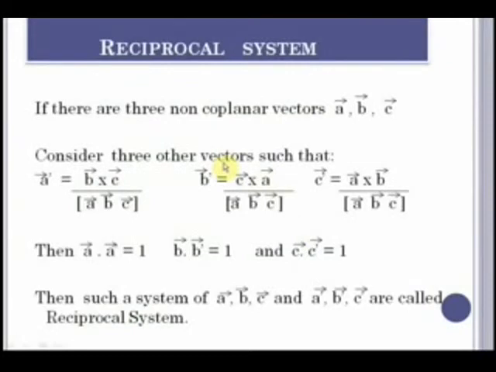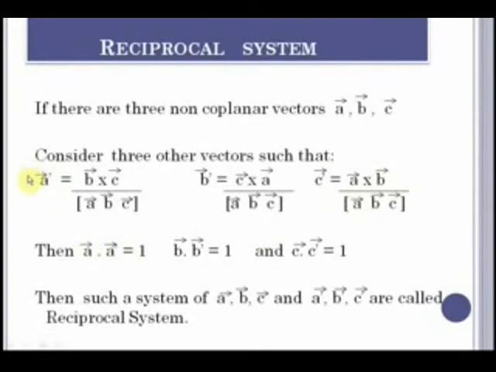Now let's try to understand what is the reciprocal system. First of all let's consider 3 non-coplanar vectors A, B and C. Now we consider 3 more vectors, A dash which is equal to B cross C divided by the box product of ABC, B dash equal to C cross A divided by ABC, and C dash equal to A cross B divided by ABC.